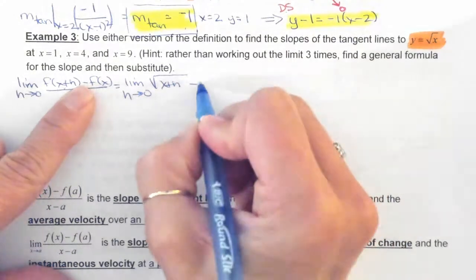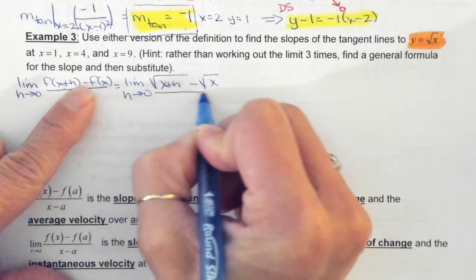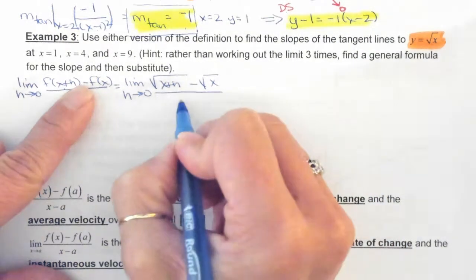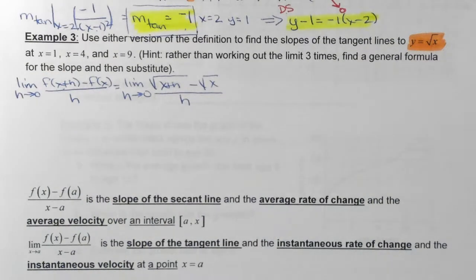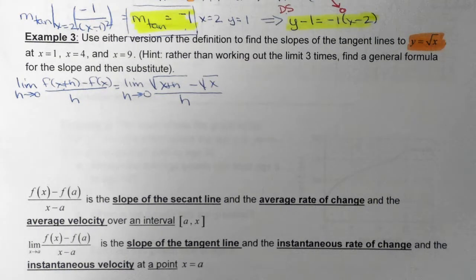The square root of x. And this is all hanging out over what? Yep. Okay. Now, again, if you try direct substitution, you end up with the square root of x minus the square root of x over 0. Can't use it. So how do I fix this so that I can evaluate the limit?